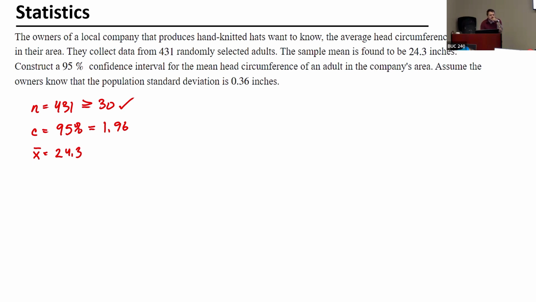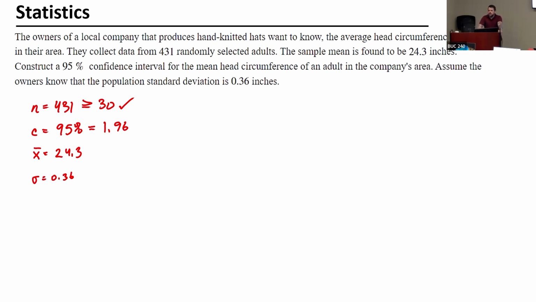Do they know the population, though? No, they just know a sample. They took a sample and they go, this is the mean head size we found. Okay? Do they know a standard deviation? Yes. Somehow they know a population standard deviation of the head. I don't know how that happened, but they do. They know it. Okay? So they do have a standard deviation here, and that is what? 0.36.